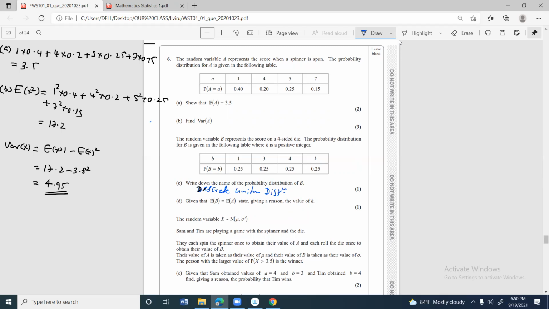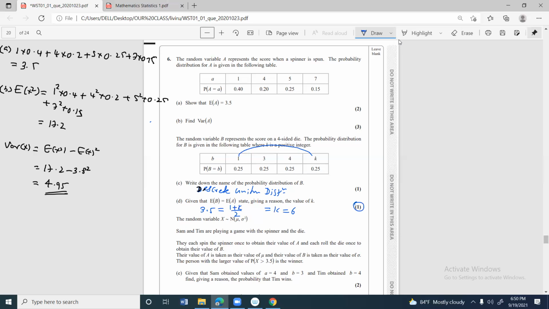The next one, given that E(B) equals E(A), state, giving a reason, the value of k. So this is a 1 mark question, nothing much to do with this. Here we know this is 3.5. How to find the mean for this? If it is a discrete uniform distribution, you can get the mean by the addition of these two divided by 2. You get the answer, k becomes 6. That is the answer for this. That's a simple way of getting the answer.